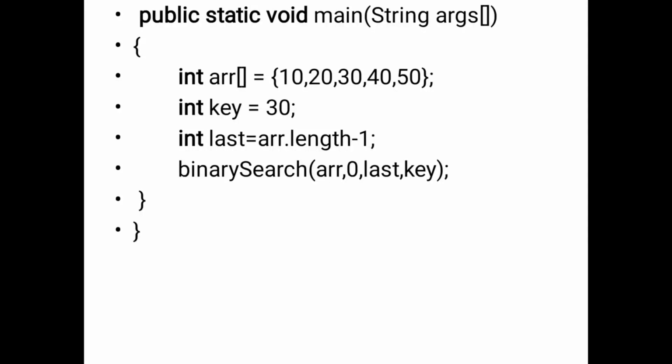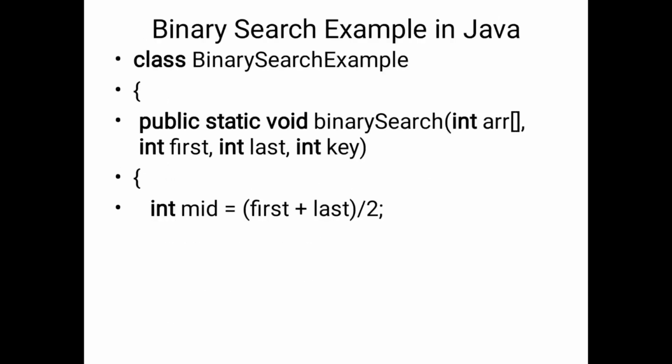Next, the parameters we are passing to binary search: arr is the array 10, 20, 30, 40, 50. 0 is the starting index. The last index is 5 minus 1, that is 4. The key value is 30. That is the meaning: arr is 10, 20, 30, 40, 50, 0 is the starting position, last is arr.length, 5, minus 1, which is 4, and the key value is 30. These will be passed as arguments to the binary search.